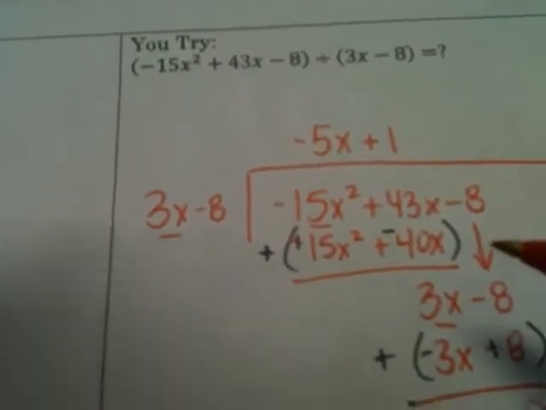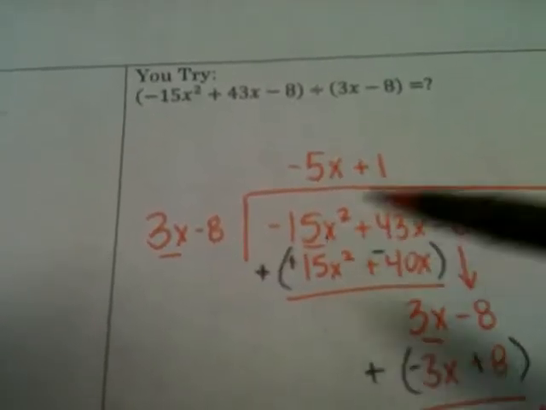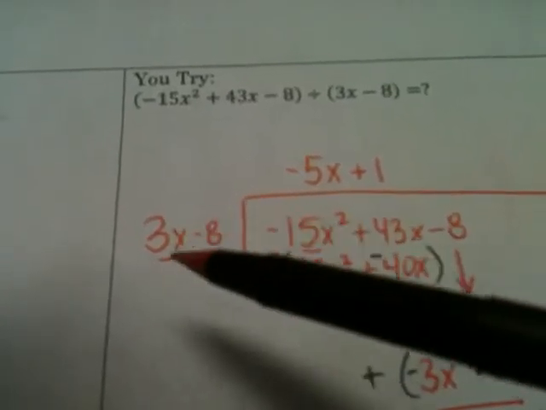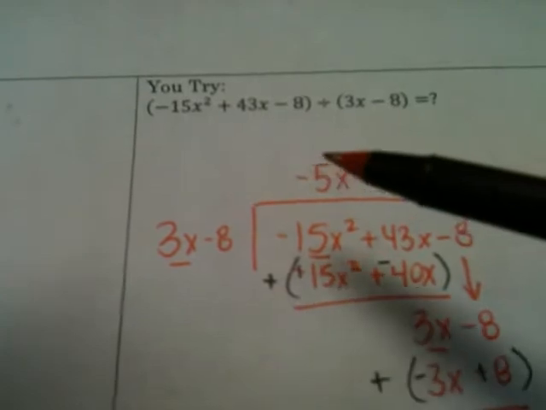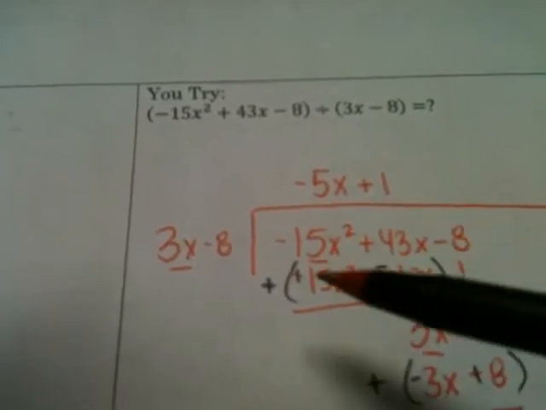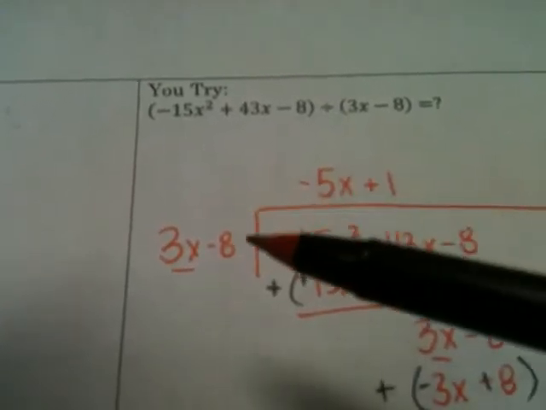All right, the next problem. Negative 15x squared plus 43x minus 8 divided by 3x minus 8. Look at the first terms, 3x and negative 15x squared. What do I multiply 3x by to get negative 15x squared? I multiply by negative 5x. Why negative? Because we have to have a negative times this positive to give us an output of a negative. Okay? Distribute. Negative 5x times 3x is negative 15x squared.